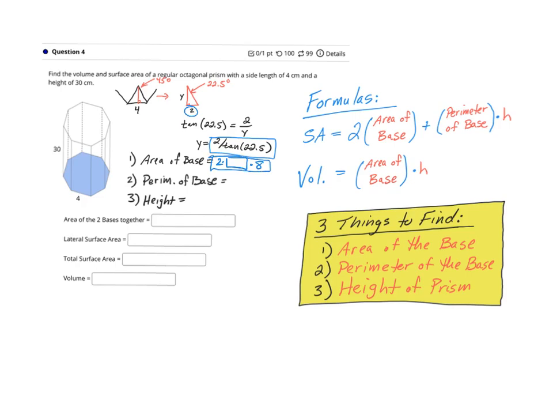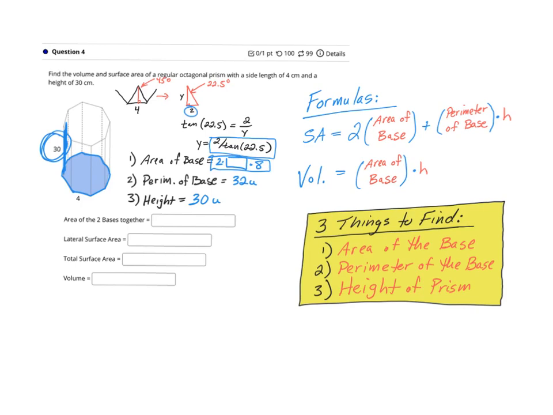Next, if I'm going to find the perimeter of the base, I've already got a 4 here, so there are 8 of those around the whole thing, so that perimeter is going to equal 32 units. Okay? And lastly, the height. How far is it between that base and the other base? Well, that's going to be 30, so my height is going to be 30 units.